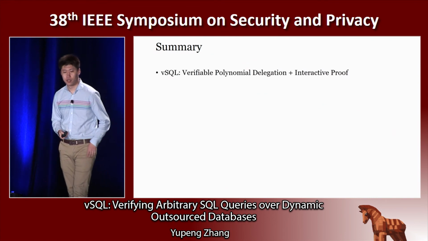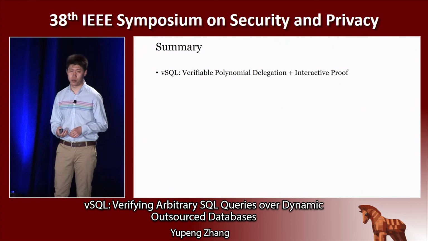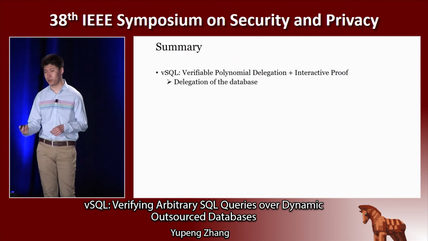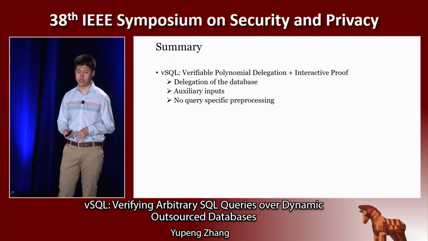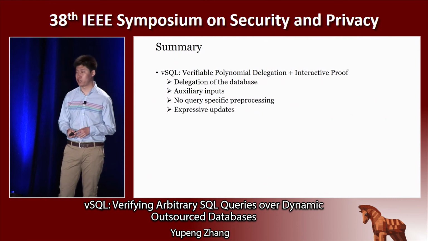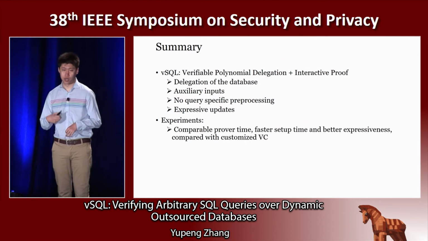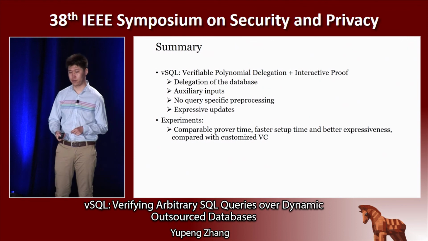So to sum up, on the theory side, we propose a protocol for verifiable polynomial delegation. Using it together with interactive proofs, we have a verifiable database system that can support delegation of the database and auxiliary inputs. We have no query-specific preprocessing, and we can support expressive updates. On the system side, we show that our approval time is comparable to a customized VC, the setup time is much faster, and we have much better expressiveness.